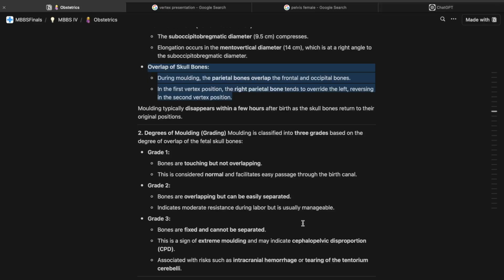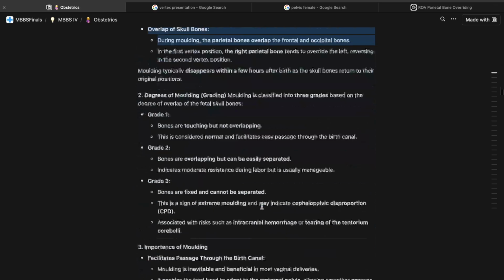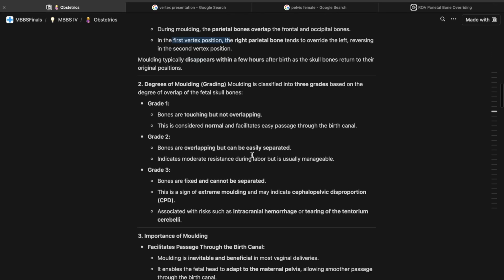No need of this. Coming back, in this vertex position, the right parietal bone overrides the left. In the first vertex position, the right parietal bone overrides the left, reversing in the second vertex. Okay, so overall we don't have to know all that. There are two parietal bones, the right and the left. In the first, the right parietal is on top of the left one, but in the second vertex position, the other side overlies the first side. That was simple actually.